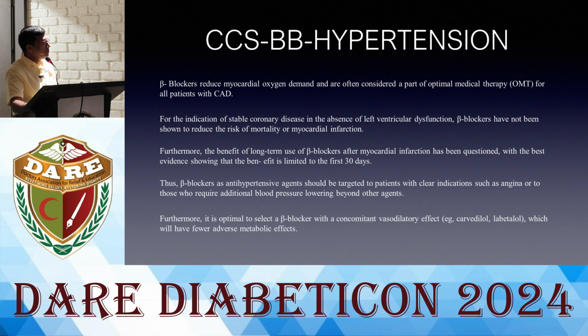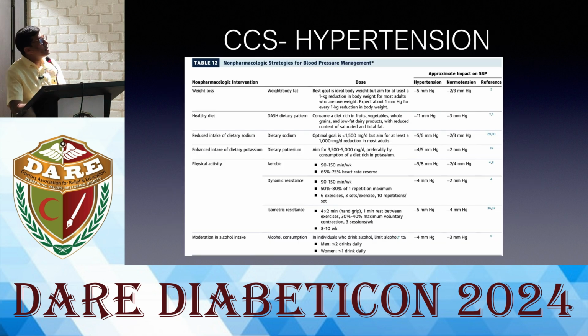Other strategies for blood pressure become very important: weight loss, healthy diet, reduced intake of dietary sodium, increased dietary potassium, physical activity, and moderation of alcohol. Each has its own benefits. Weight loss and a healthy diet have shown very significant help in controlling blood pressure. Similarly, physical activity needs to be given equal importance.